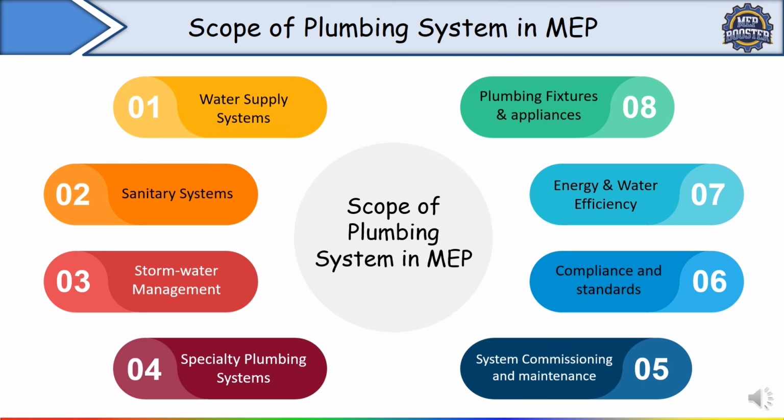Next scope is plumbing fixtures and appliances. Okay. Plumbing fixtures include sinks, faucets, toilets, showers, bathtubs, water heaters, dishwashers and washing machines. Okay. And some specialized fixtures are also there, such as drinking fountains, laboratory sinks and emergency eye wash stations. So these are the scope of plumbing system in MEP.